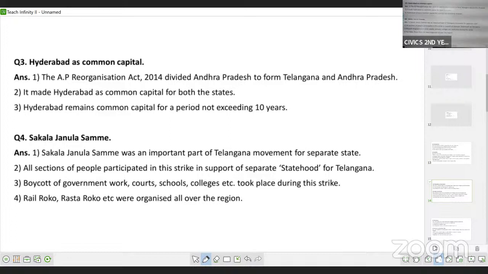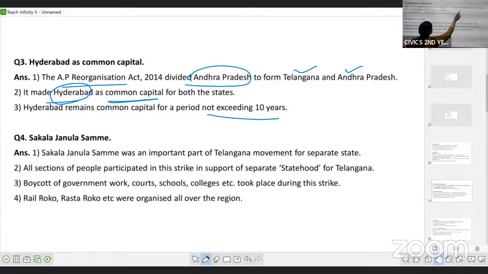The AP Reorganization Act was passed to form Telangana and Andhra. Now, Andhra Pradesh was divided into two states, Andhra and Telangana. According to this Act, Hyderabad was made a common capital for both the states. It will remain common capital for a period not exceeding 10 years. After 10 years, it will be the capital of Telangana.